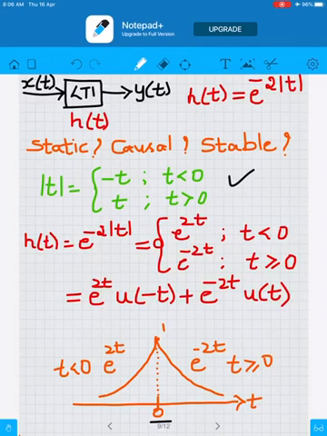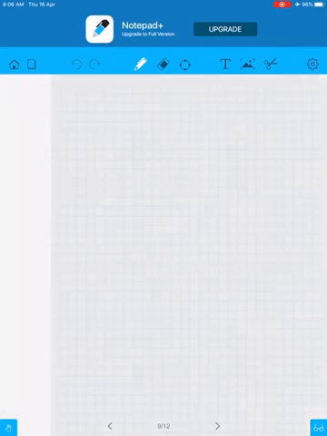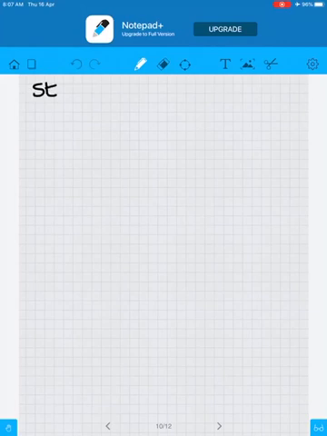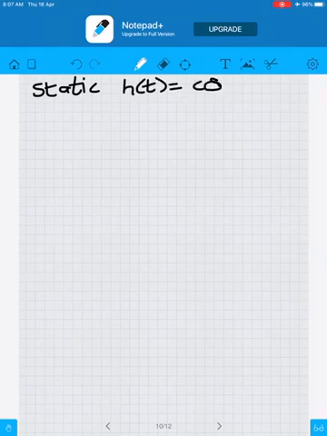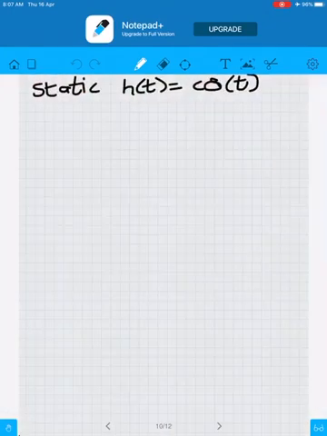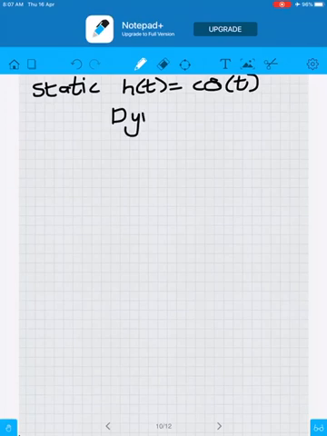Now for this function, let us check whether it is static or not. We know that the given system is static for a continuous system if h of t is in the form of c into delta of t. It is clearly noted that the given function is not in the form of c into delta of t, and hence it is dynamic. The system is said to have memory. The given system is dynamic.